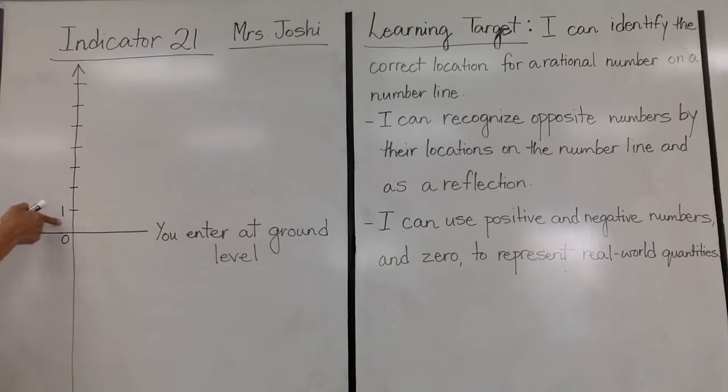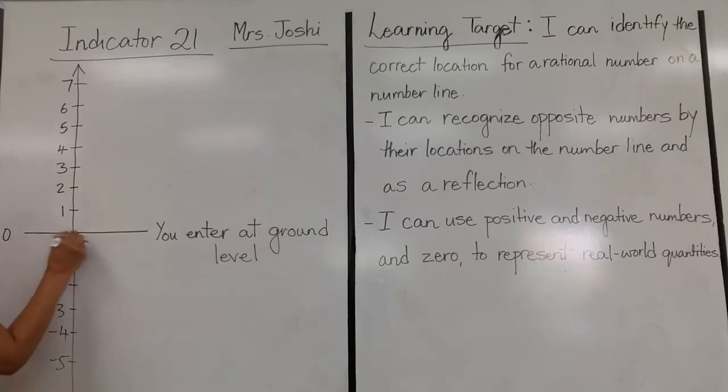Get used to this because you'll be doing this in coordinate graphing also. So 1, 2, 3, 4, 5, 6, 7. And then below will be the opposite, which is the opposite of 1 is -1, -2, -3, -4, -5, and so on. Now, you're entering at ground level, which is 0. Here is my 0.